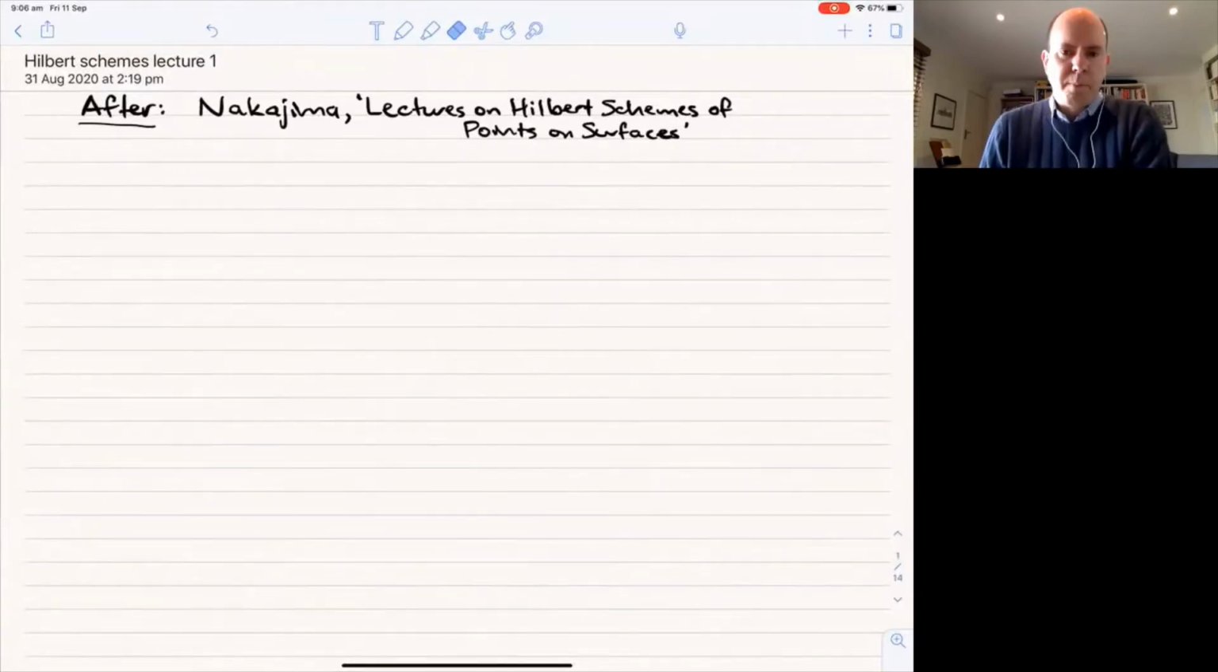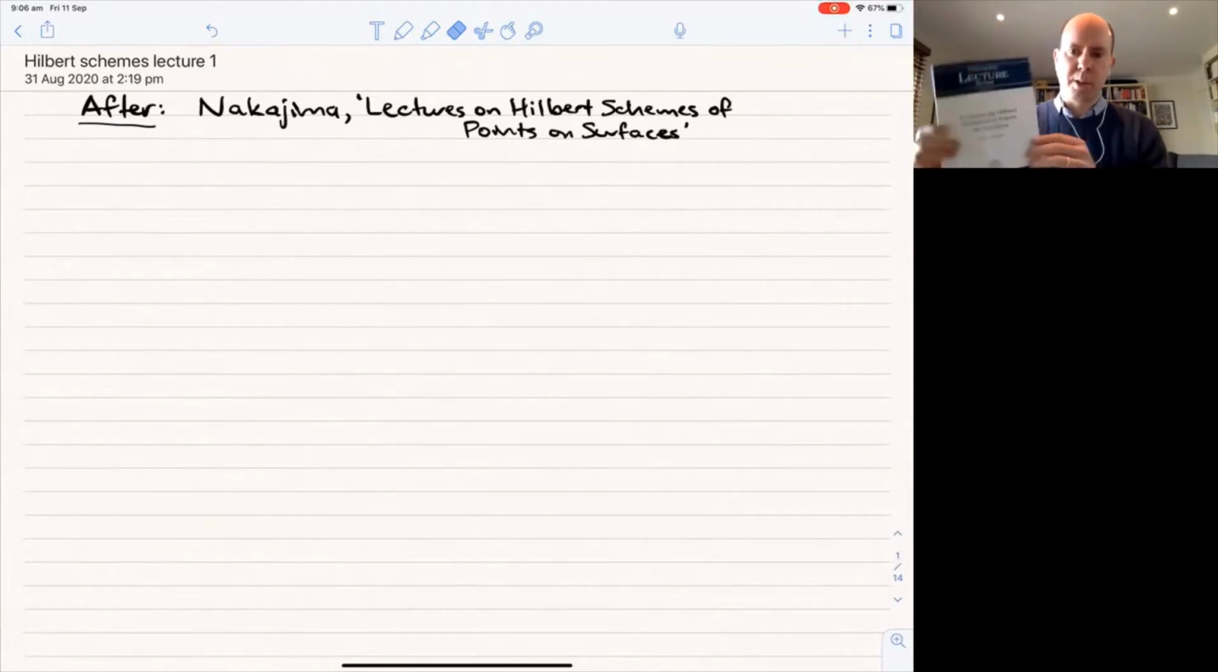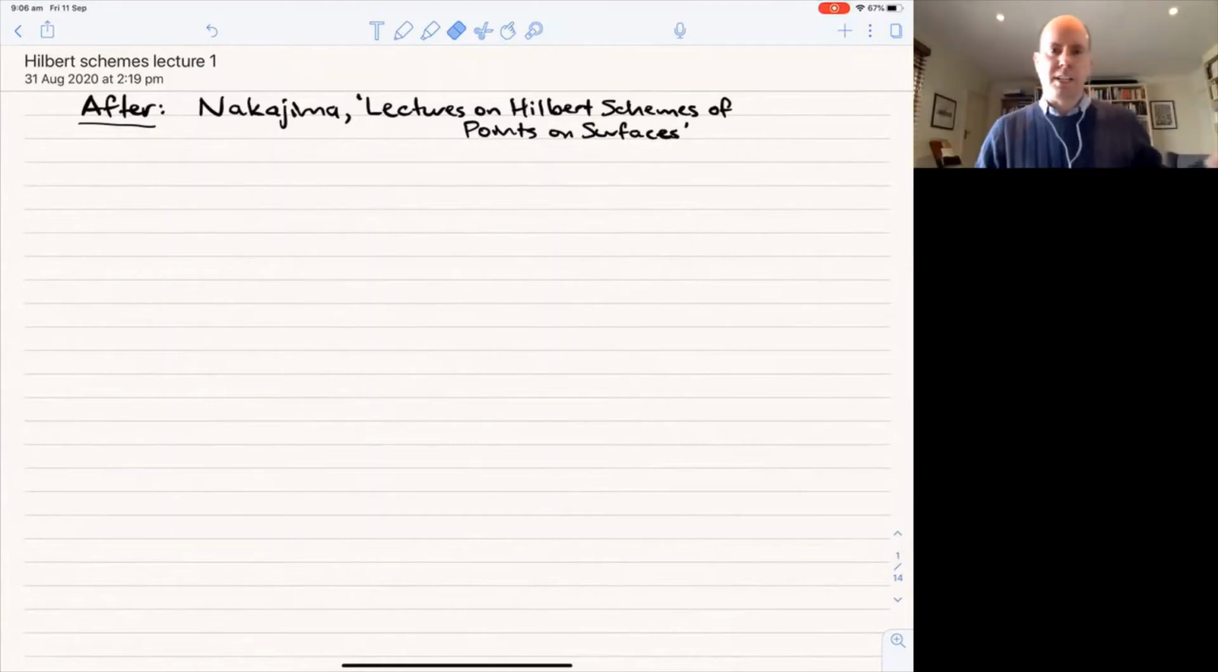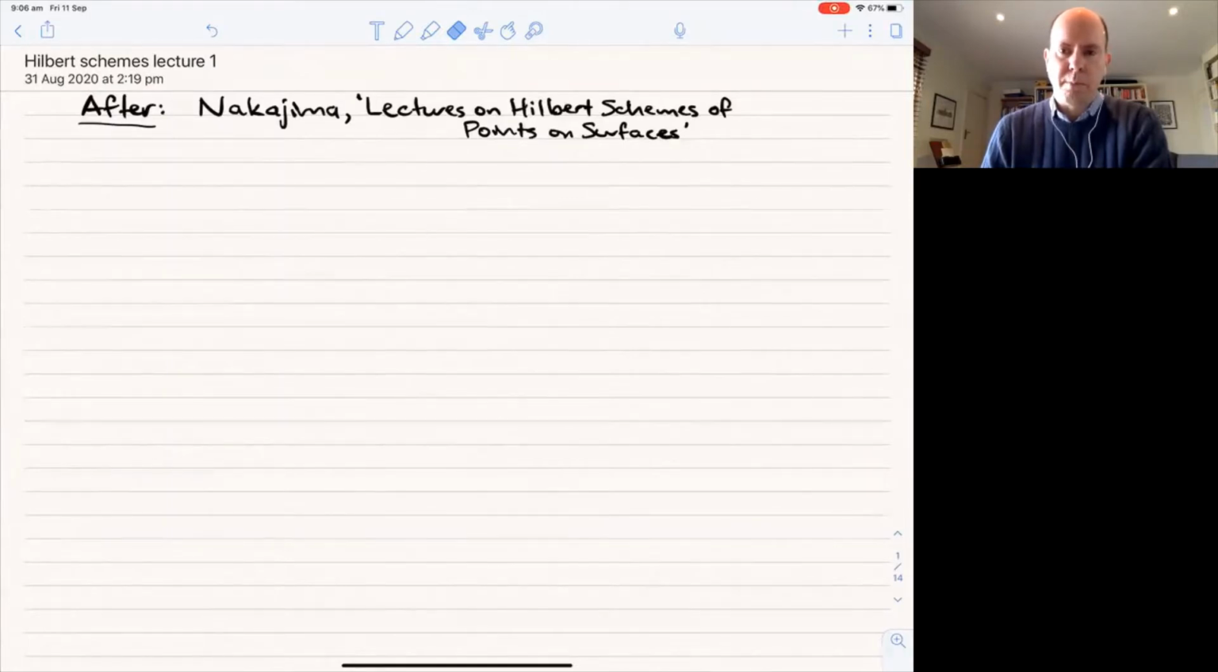So the idea with this series of lectures is that it's meant to be based on Nakajima's famous book, Lectures on Hilbert Schemes of Points on Surfaces, which you, I think, can find electronic versions of online, although they may not be quite exactly the same as the published version. And this book has a lot of things in it, and it's perhaps written a bit tersely for PhD students.